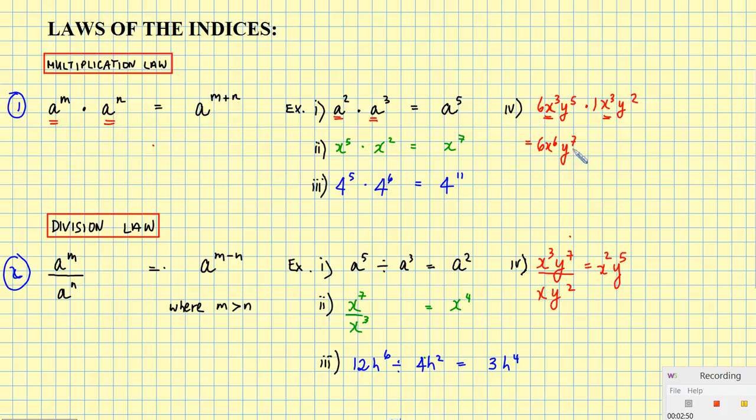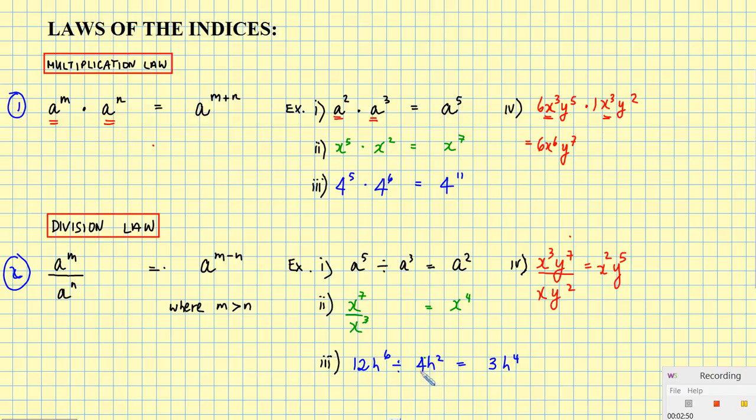Alright, now, if the multiplication law tells us that when we have identical bases and we multiply, we add the exponents, then the division law tells us that if we have identical bases and we're in division, we are going to subtract our exponents. So for example, a to the 5th divided by a cubed would give me 5 minus 3, which gives us a to the power of 2. x to the 7th divided by x cubed gives us x to the power of 4.